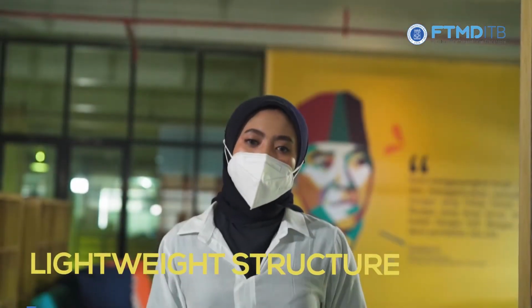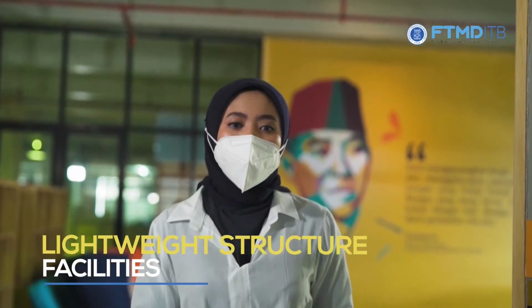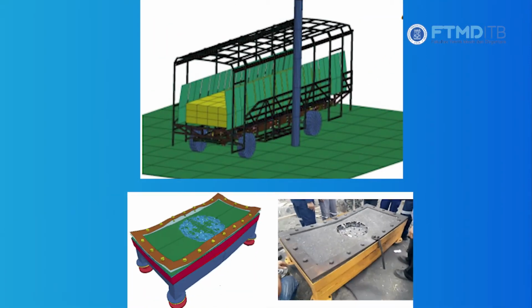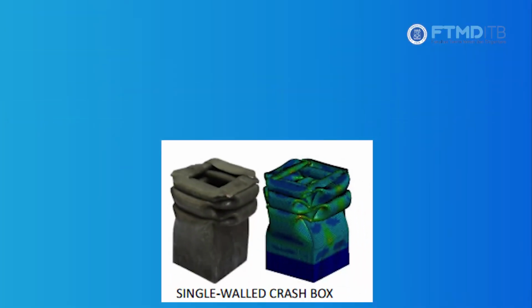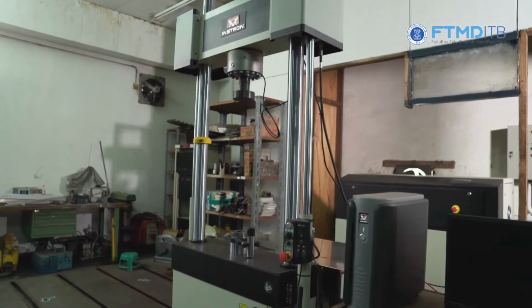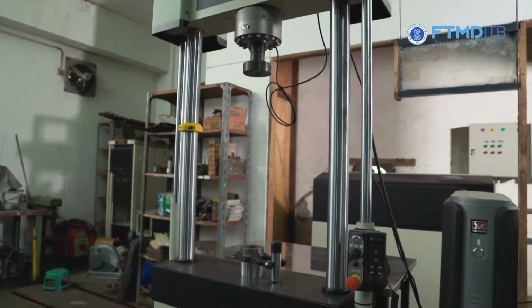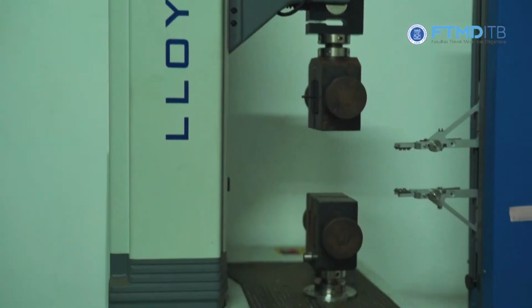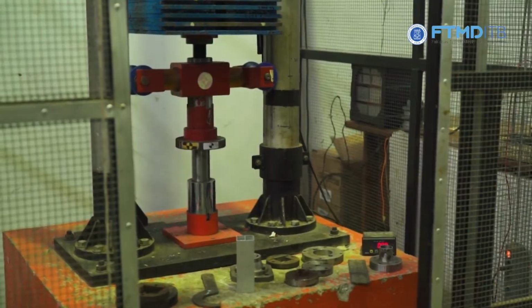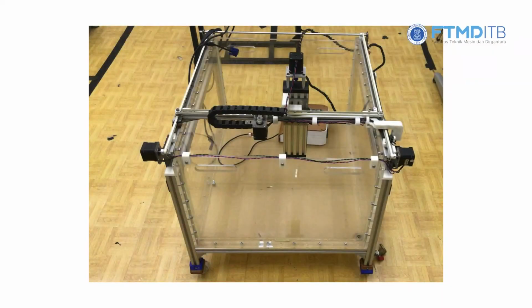We are at the Light Structure Facility, and it is located in the PAU building, on the 3rd floor. At the Light Structures Laboratory, we work on design, analysis, and optimization of lightweight structures. In this facility, we are conducting several research topics related to crashworthiness, blastworthiness, and battery protection. The Light Structure Laboratory has 3 main tools: tensile testing equipment, fatigue test equipment, and impact testing equipment. Let's have a look at some of the equipment here.